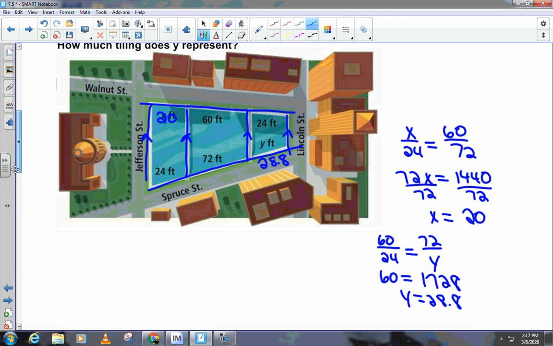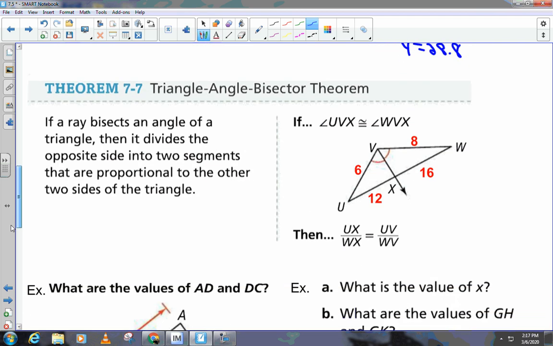All right, so if these are all parallel, cut by two different transversals, then these are broken up into fractions that are the same. So this is to that as this is to that, okay? Or I could go 20 is to 24 as 60 is to 72. I could go across from each other also and set my proportion up. Okay, here's the last thing.